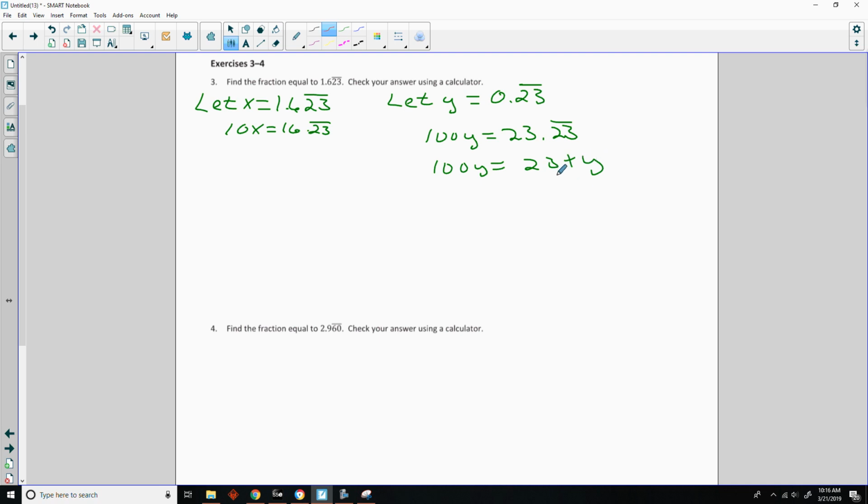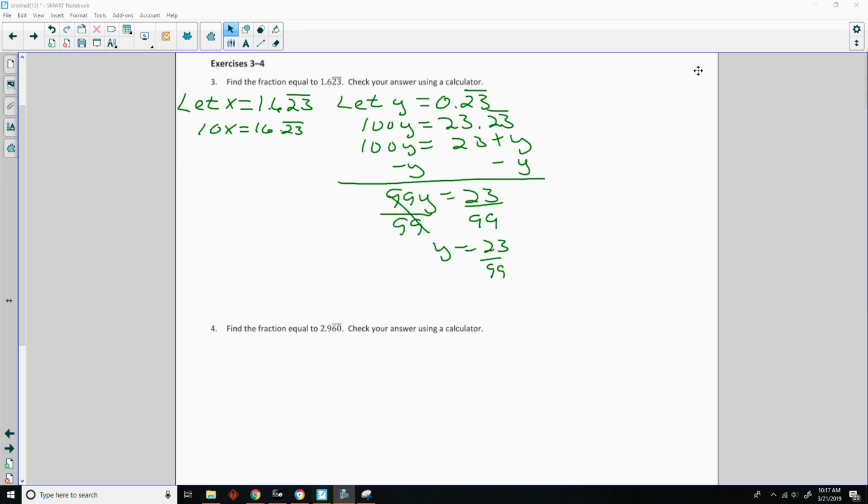Now I'm going to subtract y from both sides. And every time I do this, I'm going to get the same value. I'm going to get 99y equals 23. Okay, divide by 99, and I get y equal to 23 over 99. Okay, so let me just see if I can move all this over. Okay, so now our final step is put this all together.